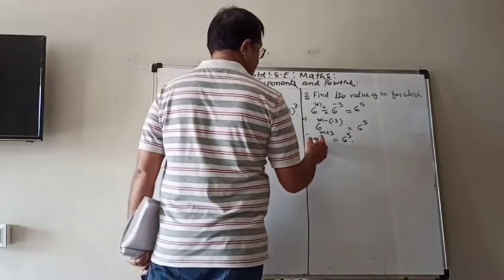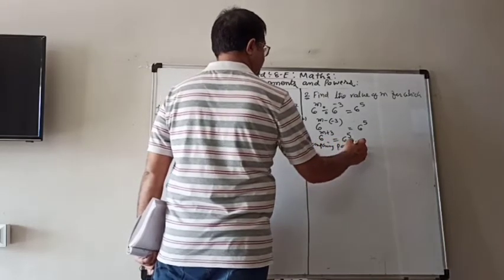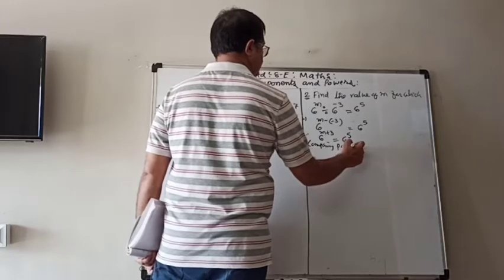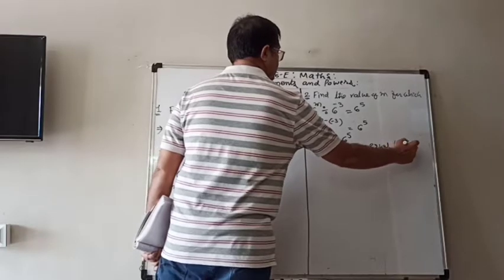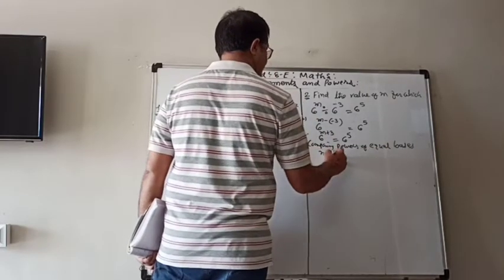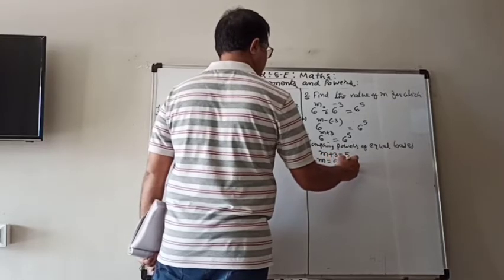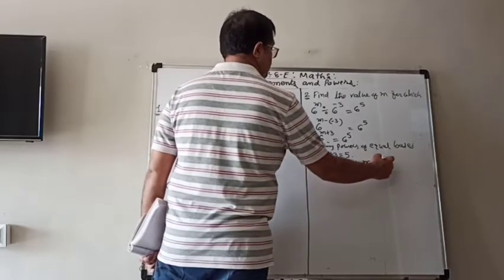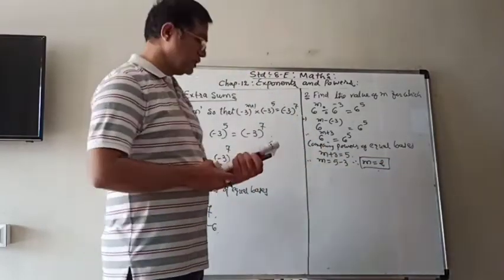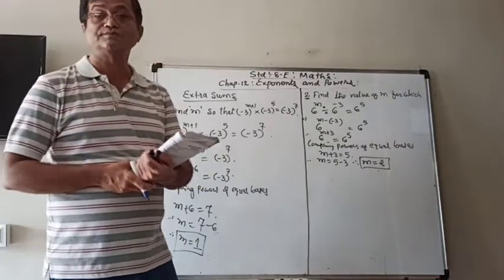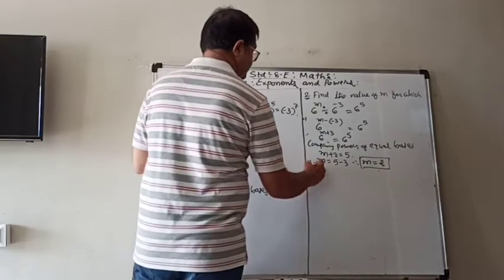So now comparing powers of equal bases. So we get m plus 3 is equal to 5. So m is equal to 5 minus 3. So we get the value of m is equal to 2. Now let's take another example.